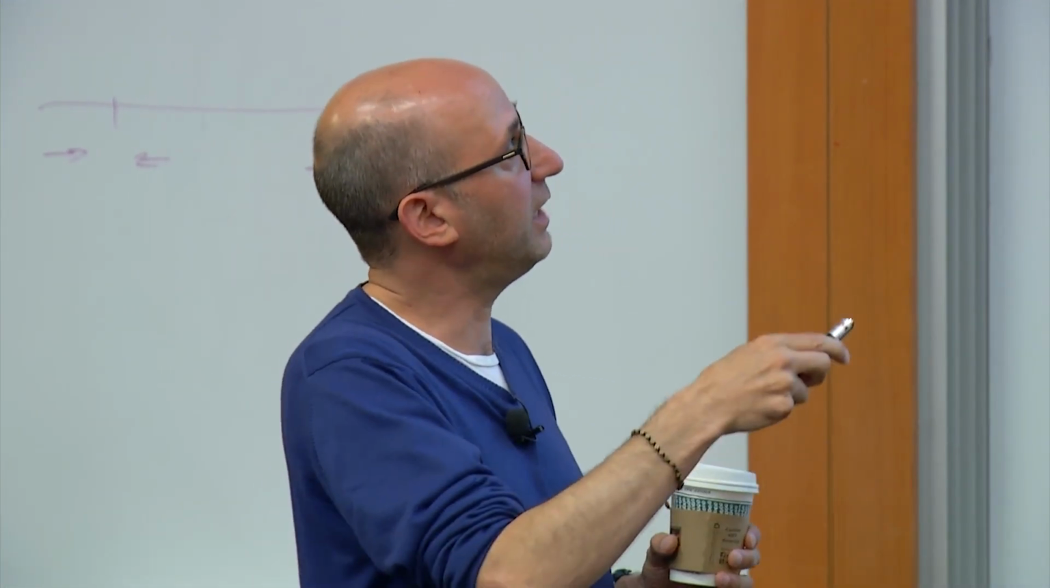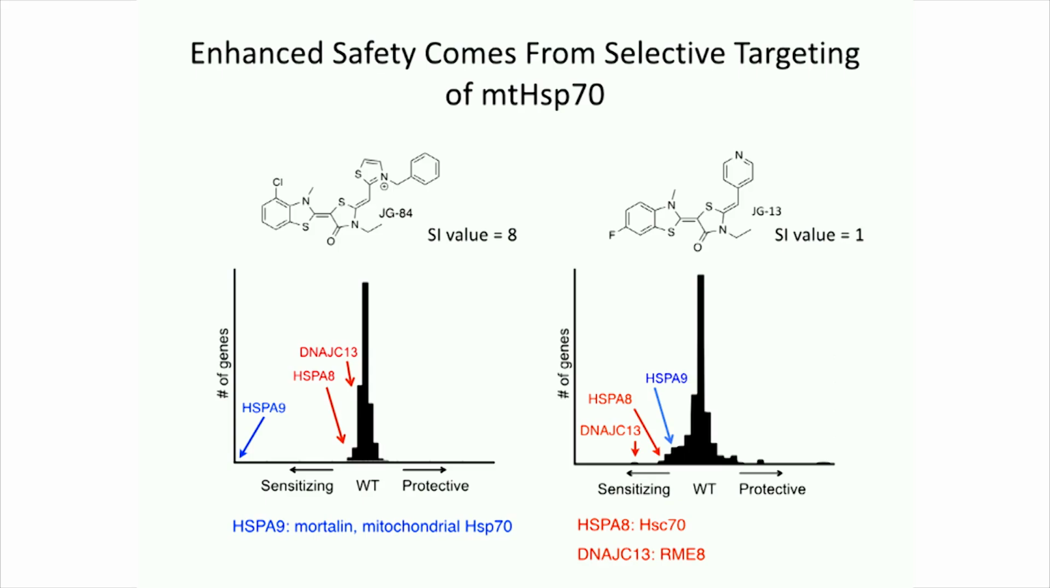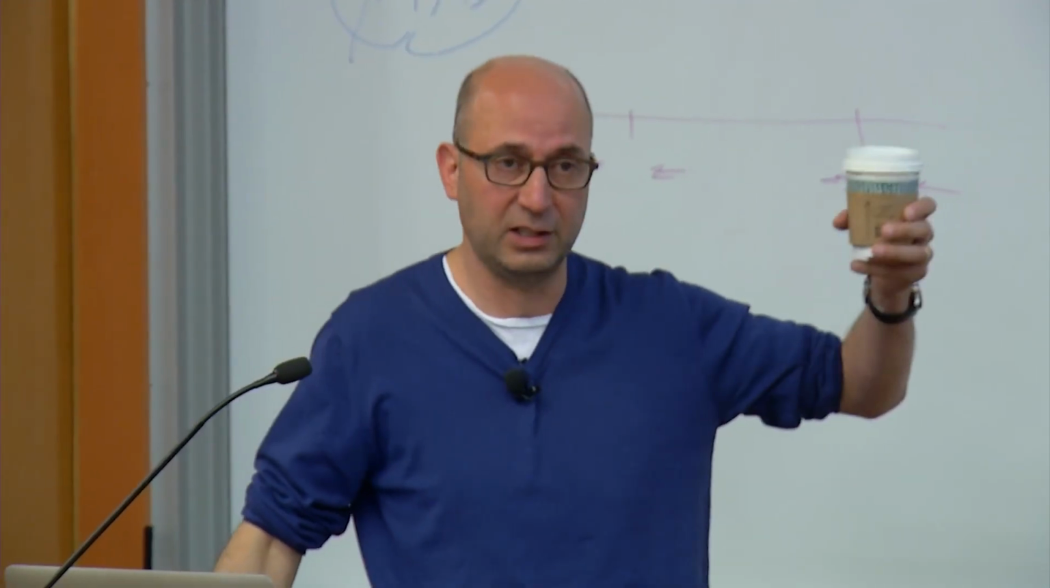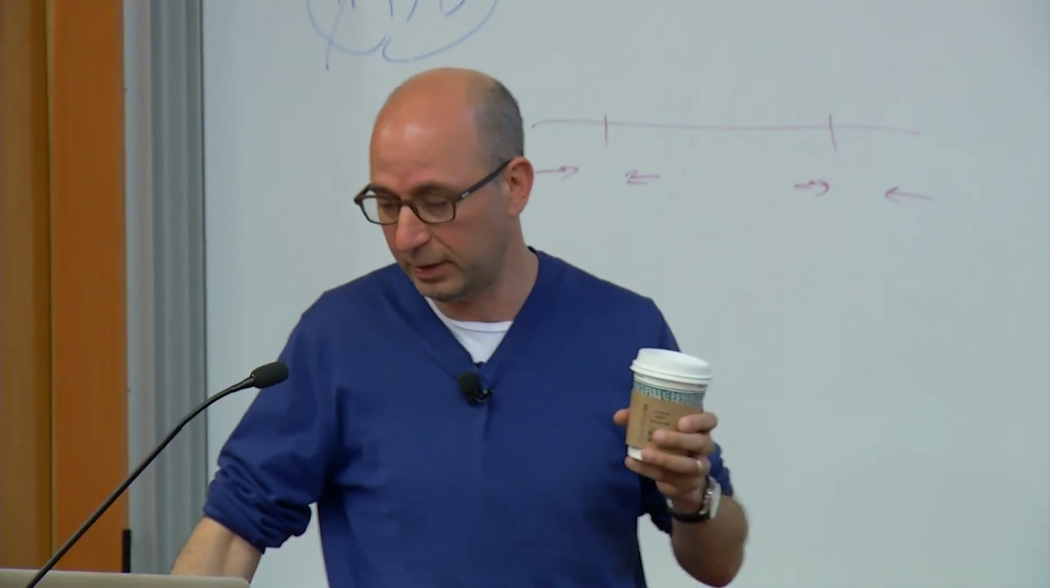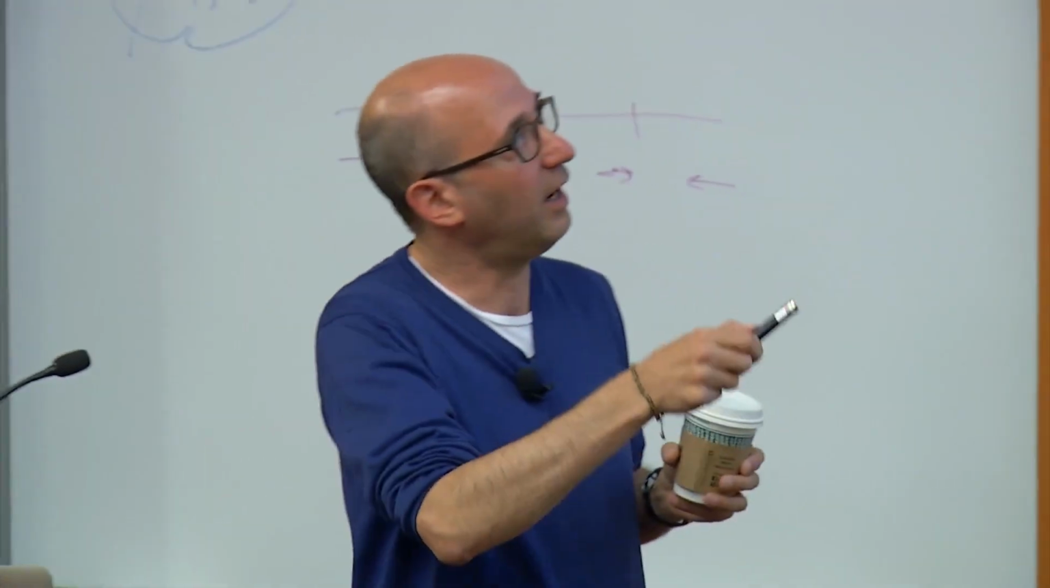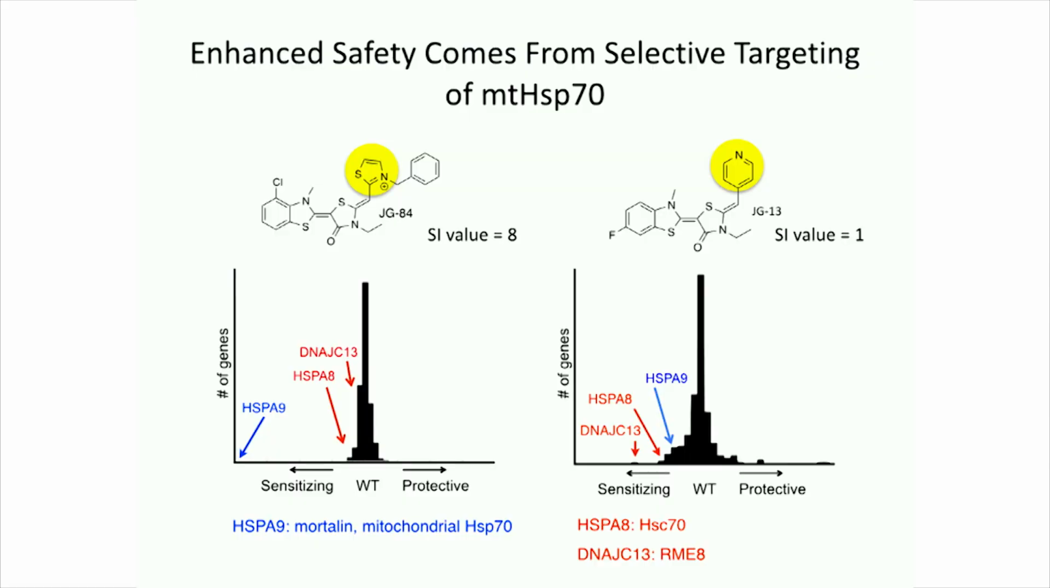But the other thing it said was that knocking down the HSPA9 made these multiple myeloma cells specifically sensitive to this inhibitor. So among these HSP70s, the one that we should really go after for specificity, at least in this tumor type, is HSPA9. It also gave us a really nice clue of how this specificity was being achieved.